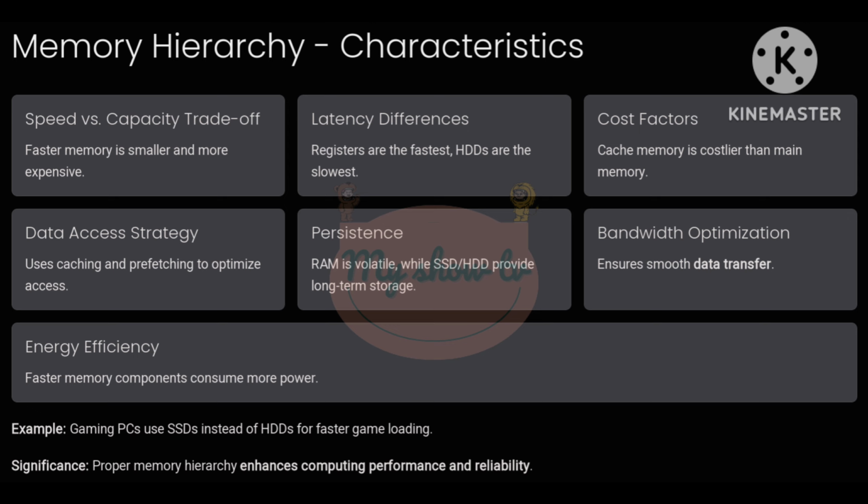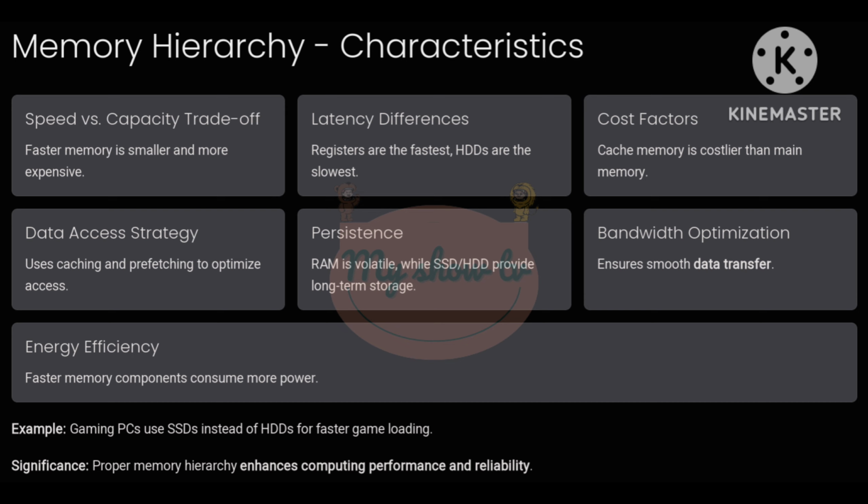2. Latency differences. Registers and cache have the lowest latency, whereas HDDs are slower due to mechanical parts. 3. Cost factors. Cache memory is expensive, making it limited in size compared to RAM or storage. 4. Data access strategy. Modern CPUs use caching and prefetching techniques to access frequently used data faster. 5. Persistence. RAM is volatile, loses data when power is off, while SSD and HDD store data permanently.